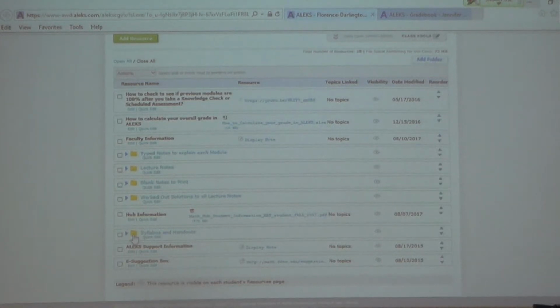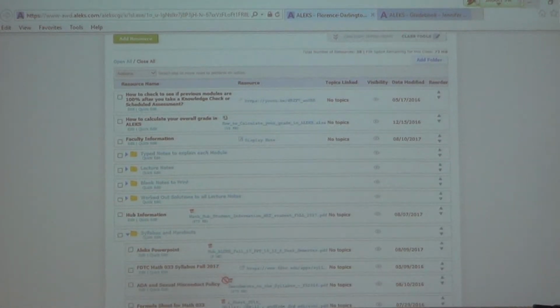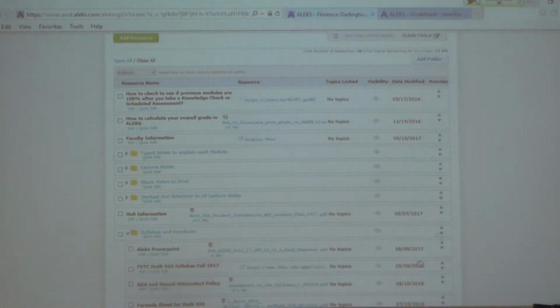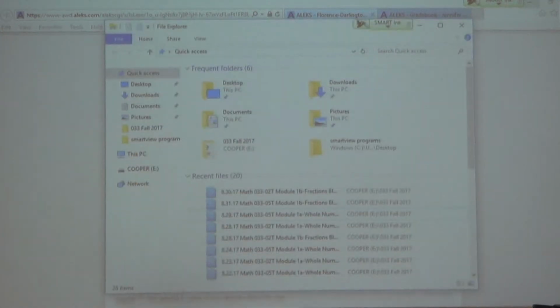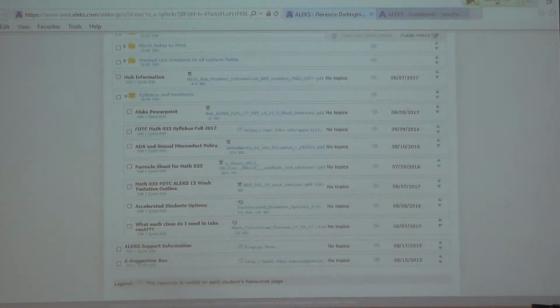Formula sheet is right. Oop. Almost. That's good. Stop yelling at me.